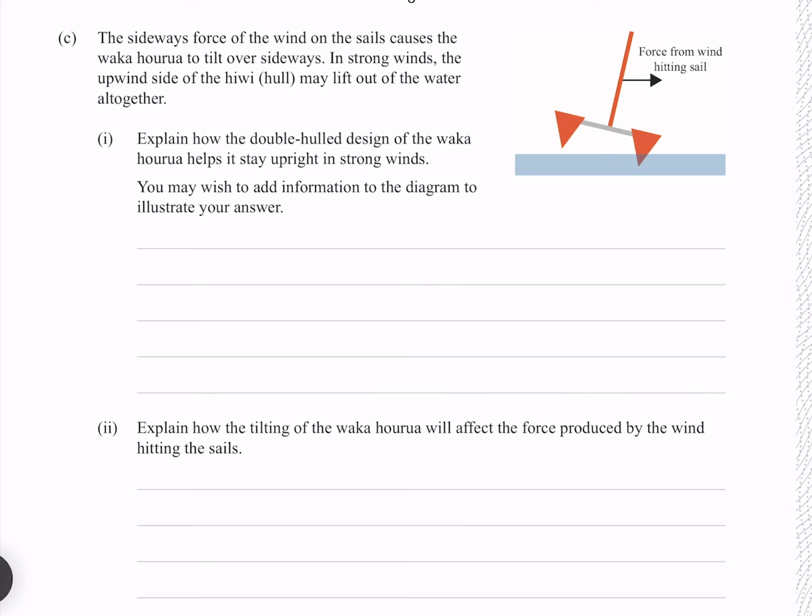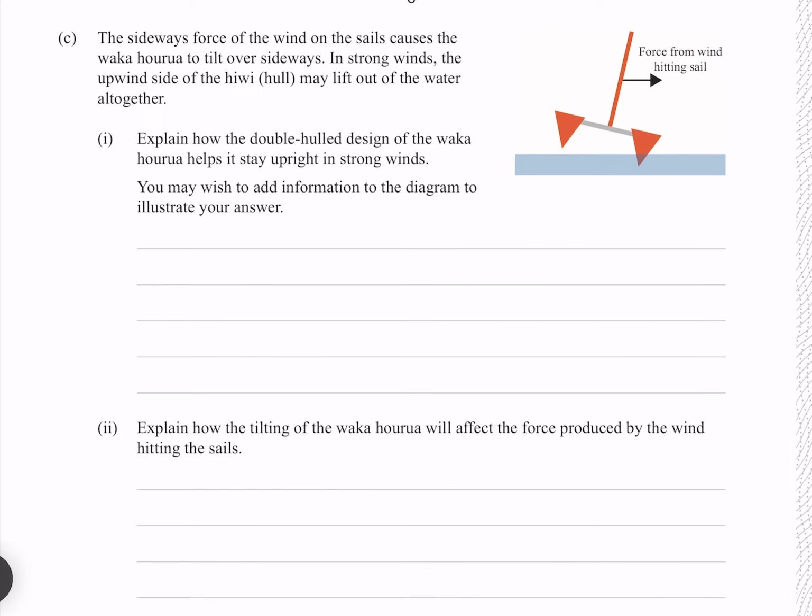The sideways force of the wind on the sails causes the wakahodoa to tilt over sideways. In strong winds, the upwind side of the hiwi or hull may lift out of the water altogether. Explain how the double hull design of the wakahodoa helps it stay upright in strong winds. You may wish to add information to the diagram to illustrate your answer.